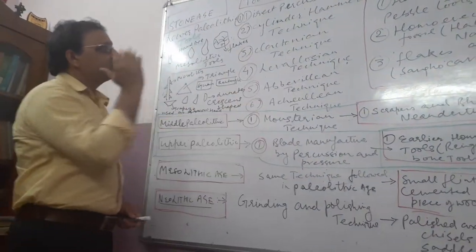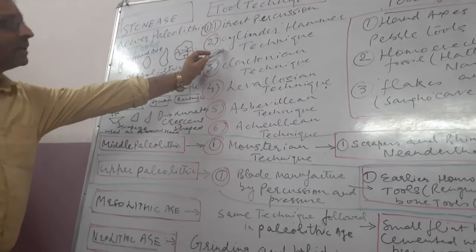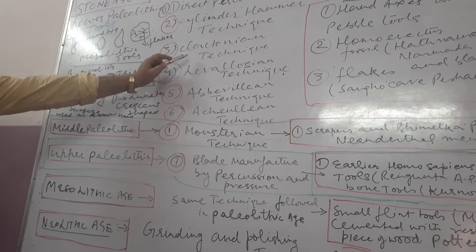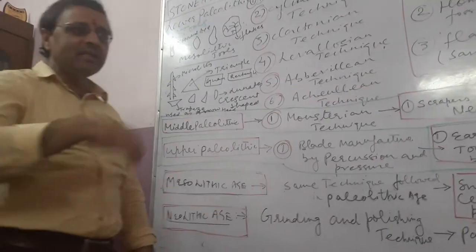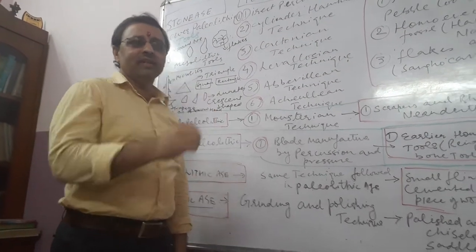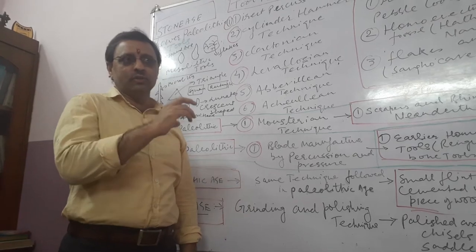So here we have to discuss the different techniques. The direct percussion technique was there, the cylinder hammer technique was there, the Clactonian technique, the Levalloisian, Abbevillian and Acheulian techniques were there. By these techniques, they used to make flakes, borers, burins, scrapers. So these techniques were there.